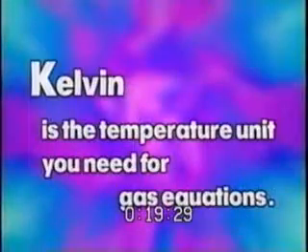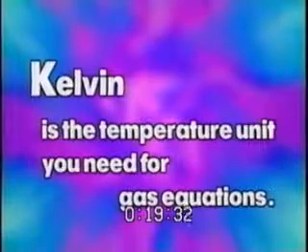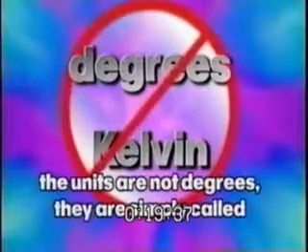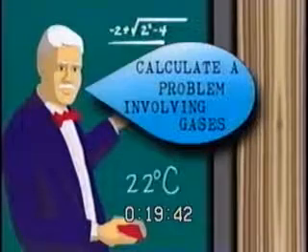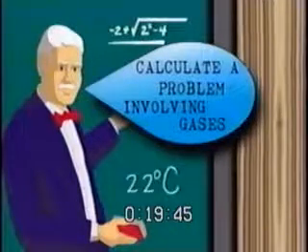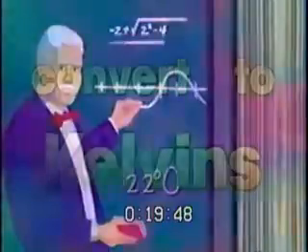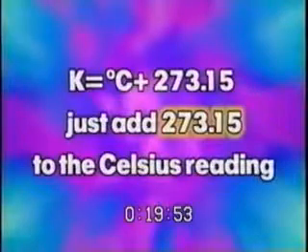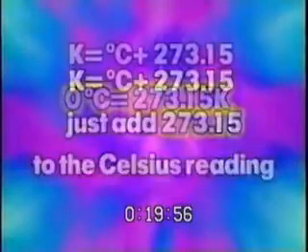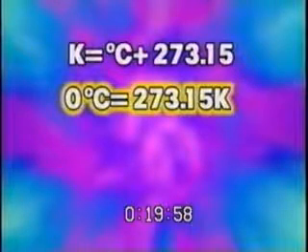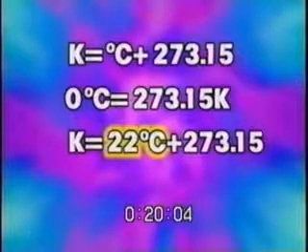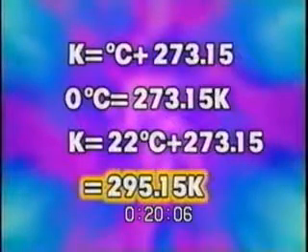Kelvin is the temperature unit you need for gas equations. When you're talking about temperature on the Kelvin scale, don't refer to it as degrees Kelvin. The units are not degrees. They're simply called kelvins. Your professor might ask you to calculate a problem involving gases and give you the temperature in degrees Celsius. Don't fall for that old trick. Just convert to kelvins. It's real easy. You just add 273.15 to the Celsius reading. So, 0 degrees Celsius equals 273.15 kelvins. 22 degrees Celsius equals 295.15 kelvins, and so on.